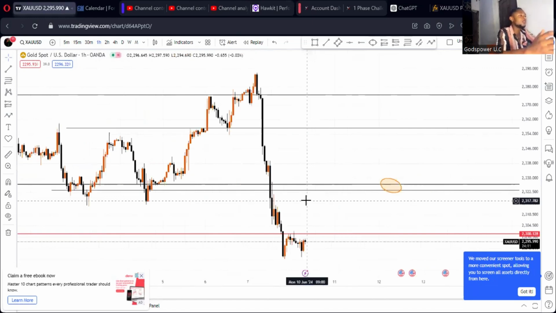So guys, I'm actually thinking of analyzing other pairs for you guys, though the only pair that I trade is gold. It's only gold that I trade, but I'm just looking into it. So guys, make sure to do your own research and stick to your bias. What I'm just showing you right here is my own bias, what I'm looking out for.